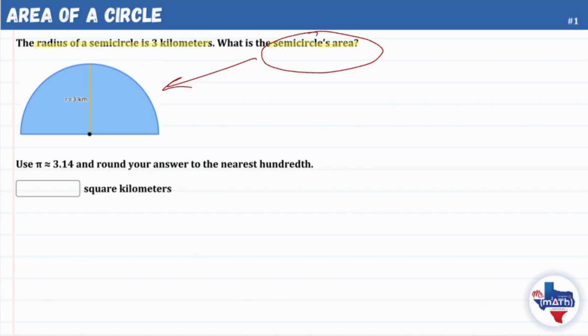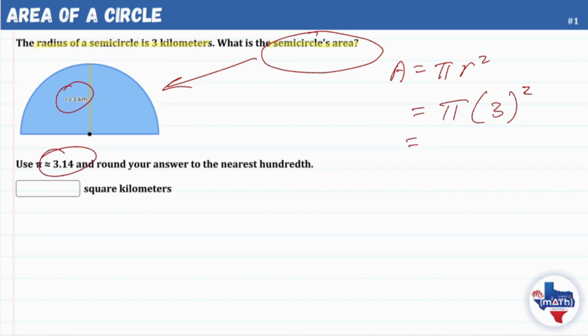So the area of a full circle is equal to pi times the radius squared. And we know this circle has a radius of 3 kilometers. So we'll plug that in. Multiply by pi, square 3. It says to use 3.14 for pi, so we'll do that. We'll square 3, which is 9, and then multiply those together. So we get 9 times 3.14.